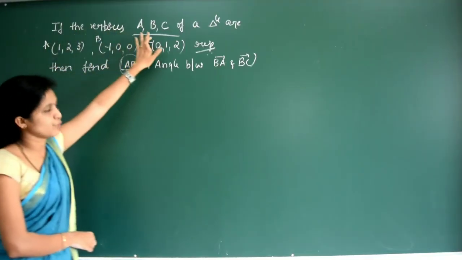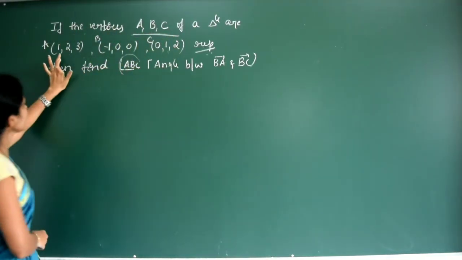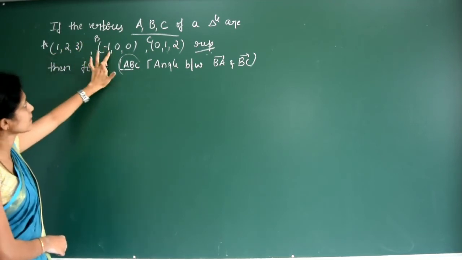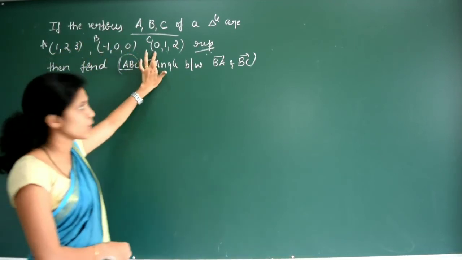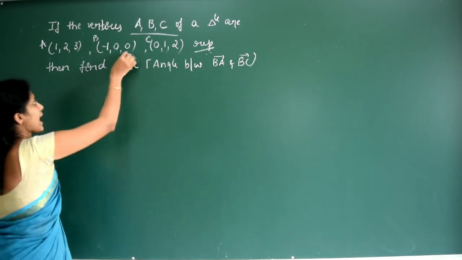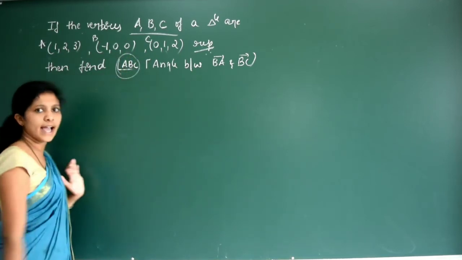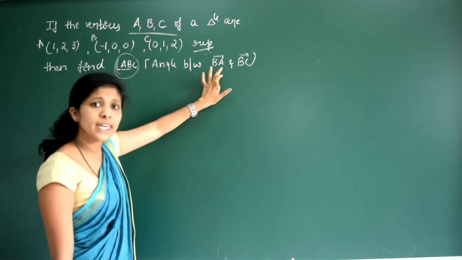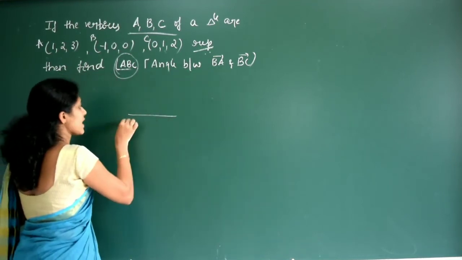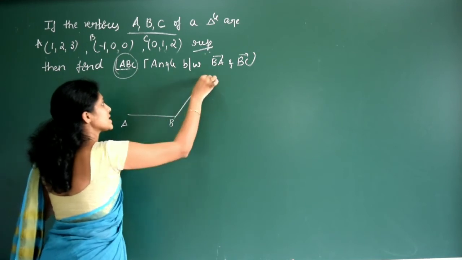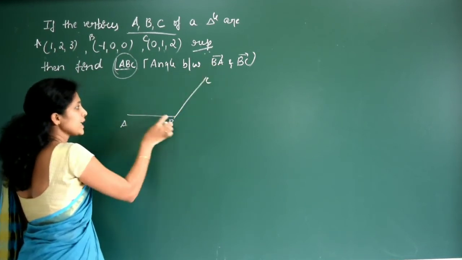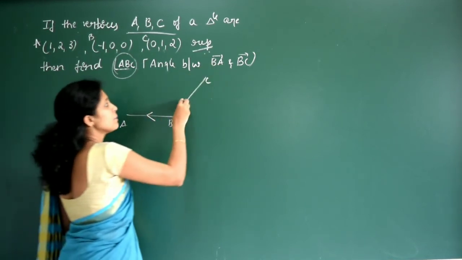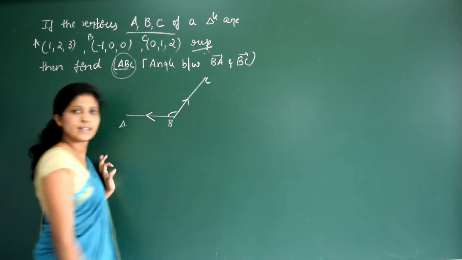If the vertices of a triangle ABC are given as A is (1, 2, 3), B is (-1, 0, 0) and C is (0, 1, 2) respectively, find angle ABC. You need to find the angle ABC, and this angle is between the vector BA and BC. So if I consider this as AB and this is BC, the angle between B to A vector and B to C vector, we need to find this angle.